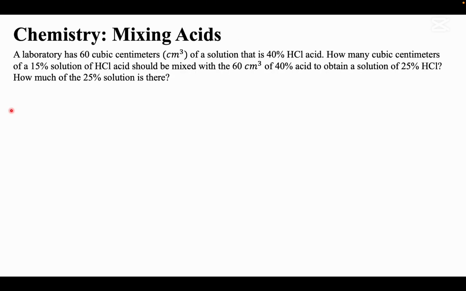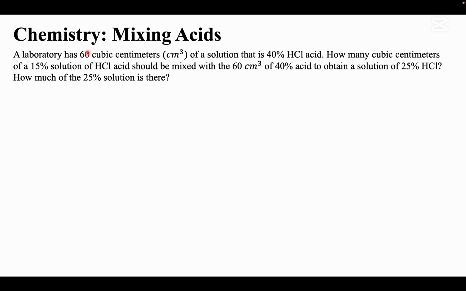Chemistry, mixing acids. A laboratory has 60 cubic centimeters of a solution that is 40% HCl acid. How many cubic centimeters of a 15% solution of HCl acid should be mixed with the 60 cubic centimeters of 40% acid to obtain a final solution that is 25% HCl? How much of the 25% solution is there?